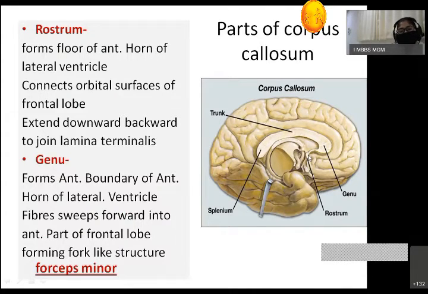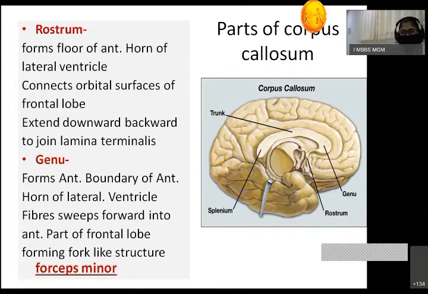It forms the floor of the anterior horn of the lateral ventricle. The lateral ventricle is a cavity in the cerebrum. The rostrum connects the orbital surface of the frontal lobe, and it extends downward and backward to join the lamina terminalis. So this is the rostrum part.